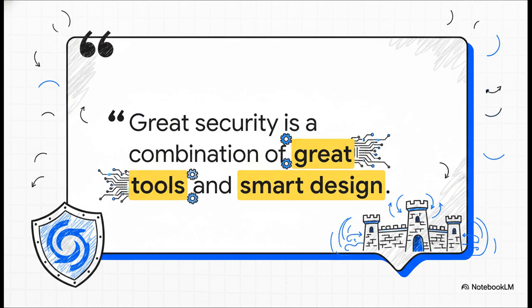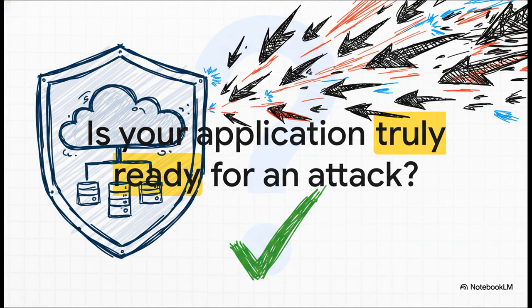And really, this is what it all boils down to. Great security isn't just about buying a product off the shelf. It's about that perfect combination of powerful tools like Azure DDoS Protection working together with smart, resilient architectural design. After all, the tool is the shield, but your design, that's the fortress. And that leaves us with one final pretty important question you've got to ask yourself. When you look at your own services, your own architecture, and your own level of readiness, is your application really ready for an attack? Because with the right preparation and the right tools, the answer can and absolutely should be yes.